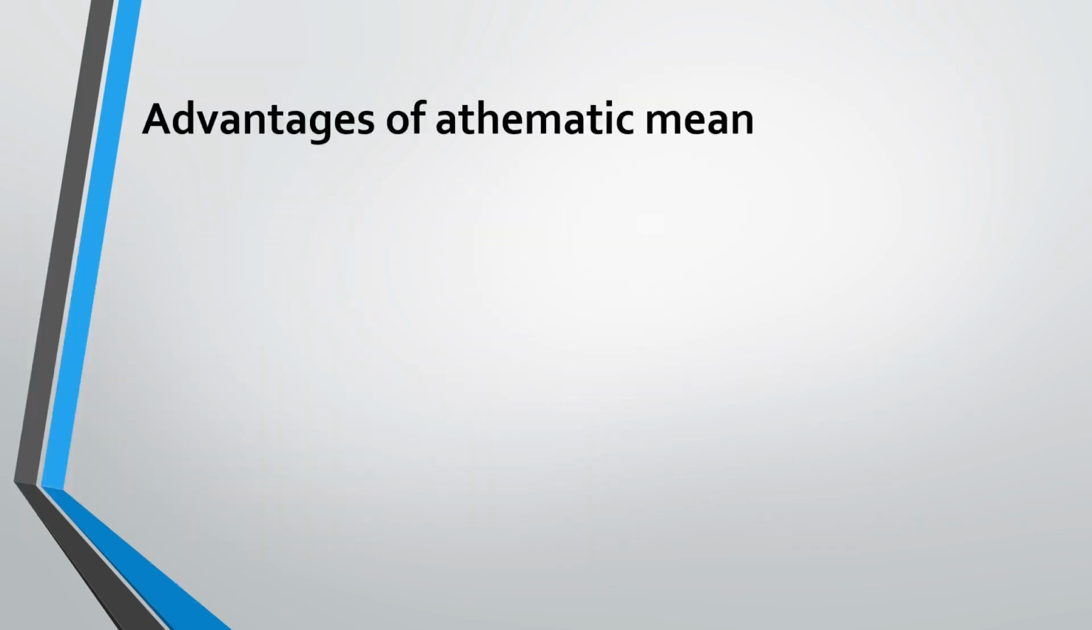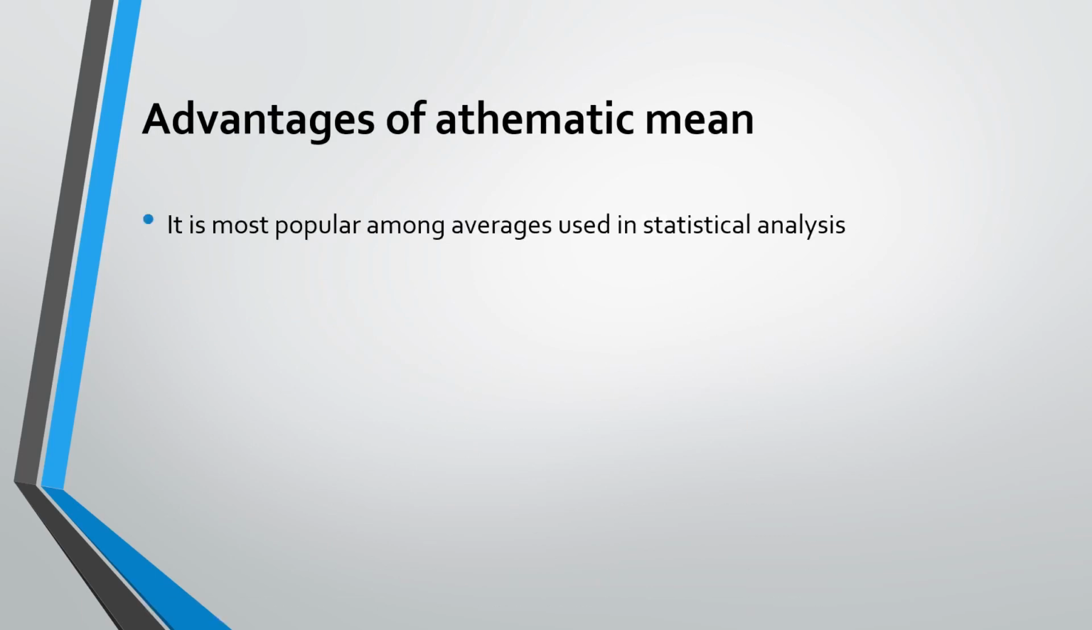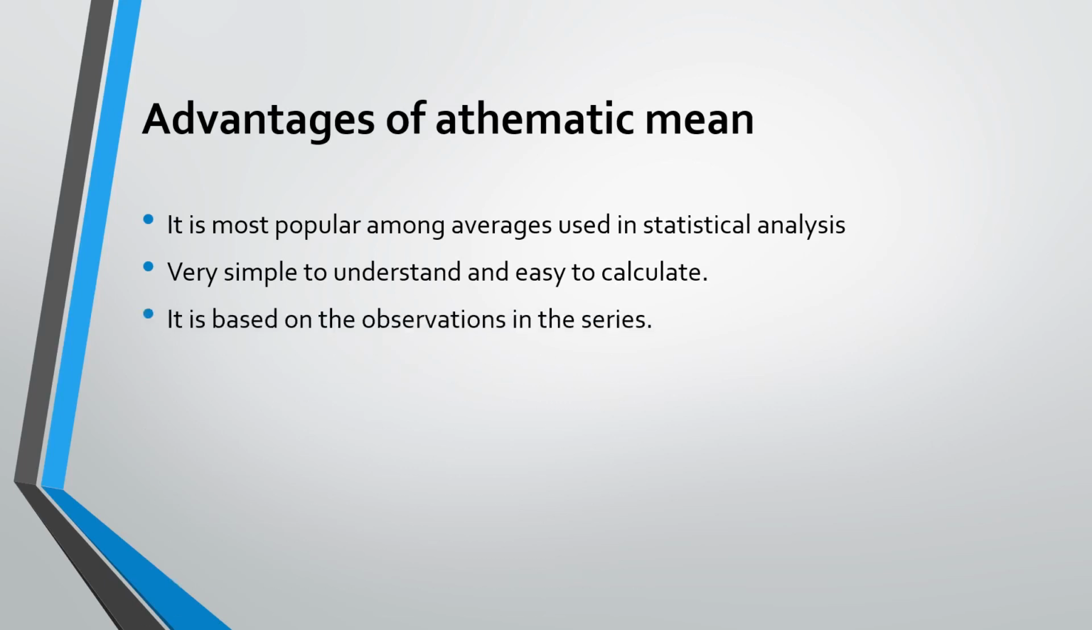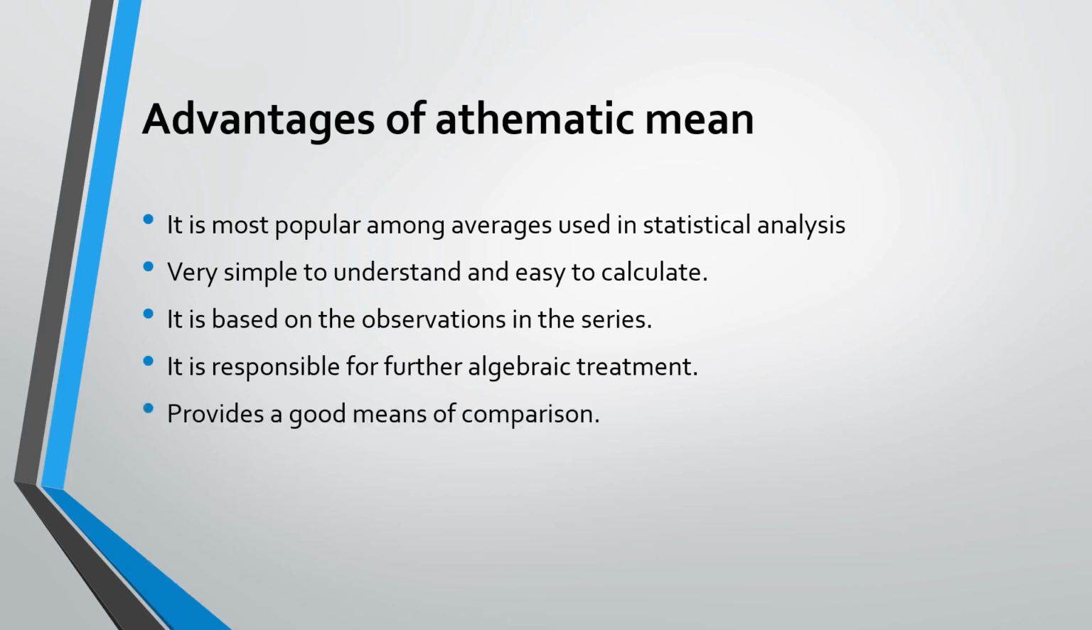Then next, advantages of arithmetic mean. It is the most popular among averages used in statistical analysis. That means to find the averages, the most popular one which is used is the arithmetic mean, and it is very simple to understand and easy to calculate. It is based on every observation in the series. It is responsible for further algebraic treatment, provides a good means of comparison. It has more sampling stability.